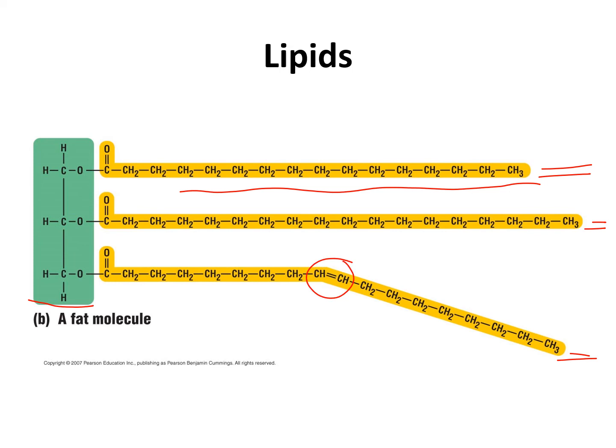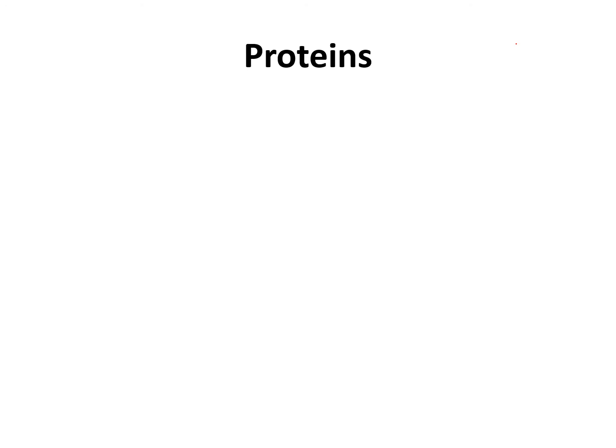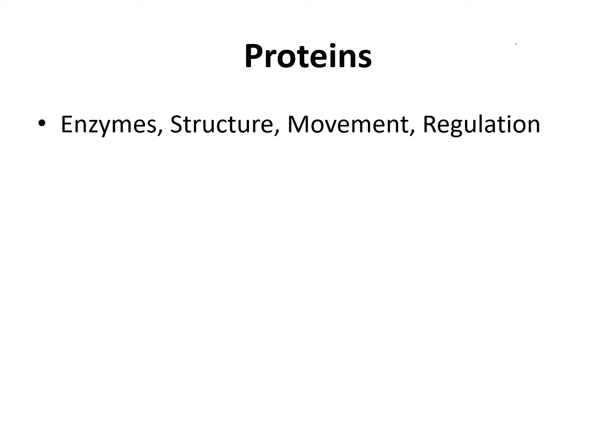The third type of organic molecule are the proteins, and the proteins have many different functions. One of the most common functions that we talk about in lab are enzymes. Enzymes catalyze biochemical reactions in living cells. Also, proteins serve to help form the structure of living things. They help facilitate movement and also regulation.